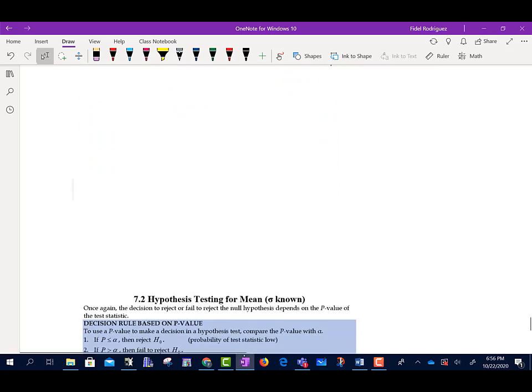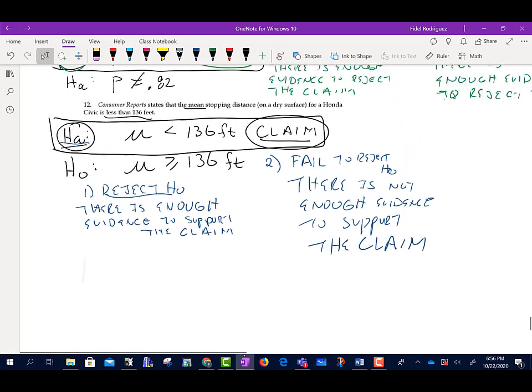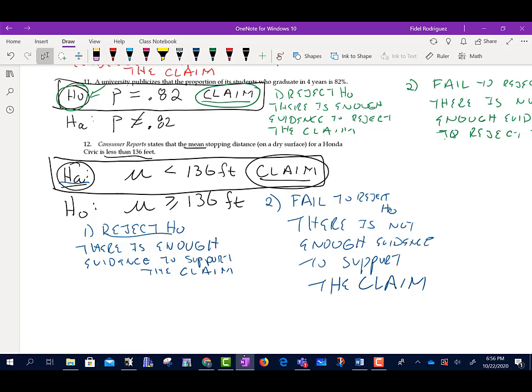In 7.2, we're going to actually get to how do we do these tests, okay? 7.1 is just breaking these parts down.